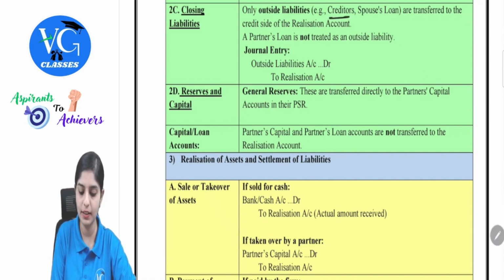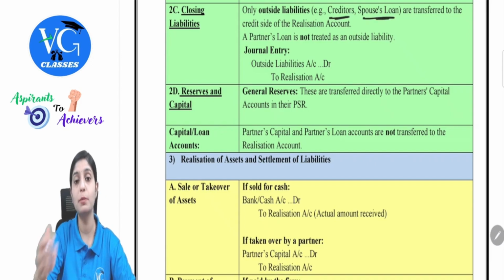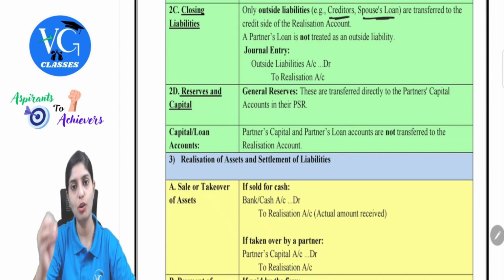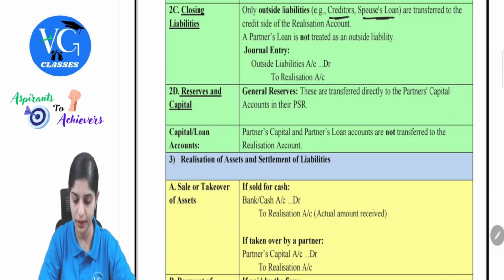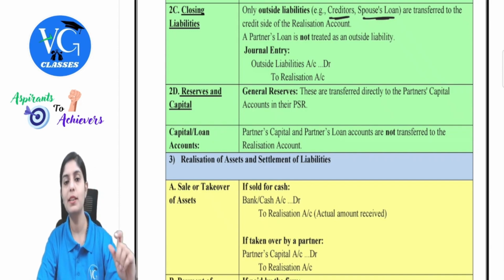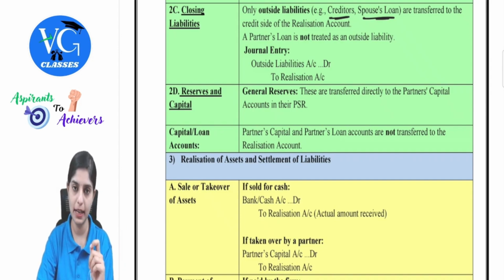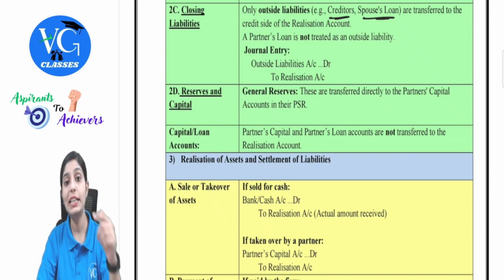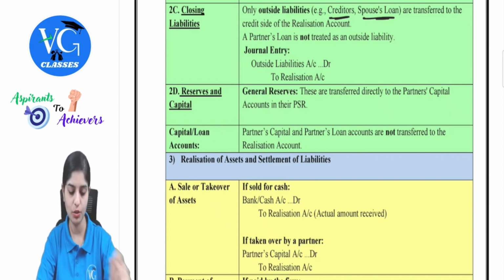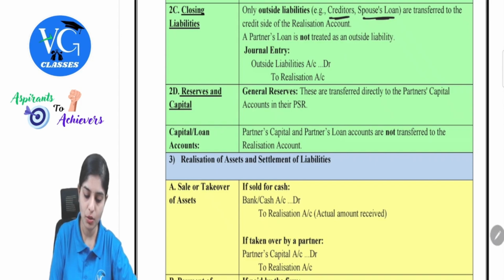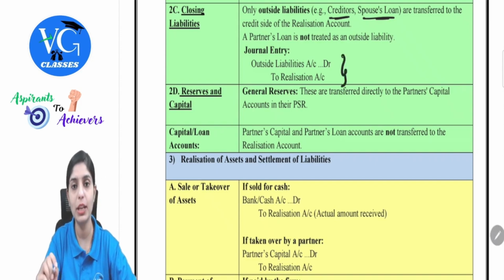This includes creditors, and even a spouse's loan, that is, a partner's spouse's loan is also treated as an outside liability. These are transferred to the credit side of realization. See, liabilities by default will have a credit balance. If I have to eliminate this, I will have to debit. So I will debit the liabilities with respect to what account? Realization account. So the entry will be outside liabilities account debit to realization.